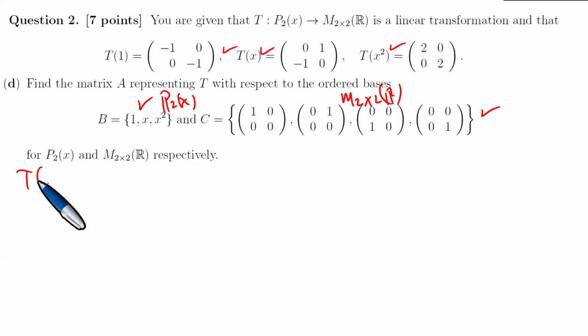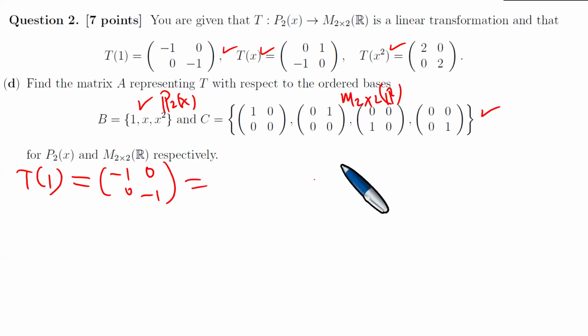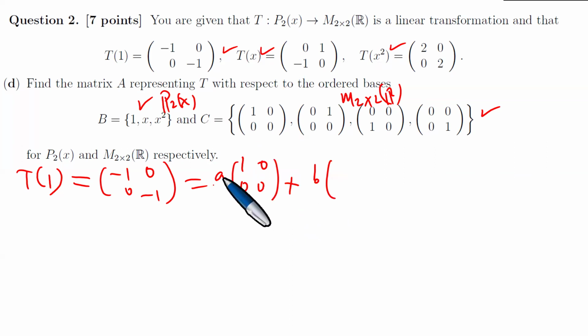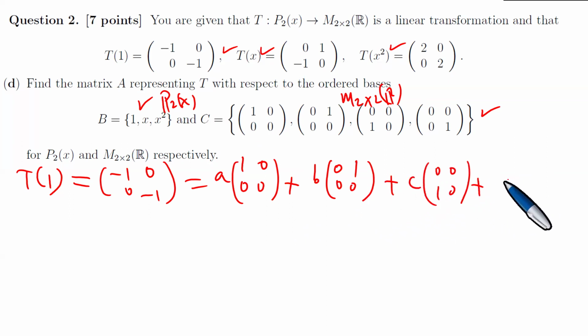Since they're ordered from left to right, if we take T acting on P2, let's write T of 1. What is T of 1? T of 1 is this. And T of x is that, and T of the next one is that. If this is the case, these can be written as a linear combination of this. We put some scalars there, where these are real, and then we have C like that, and then D like that.